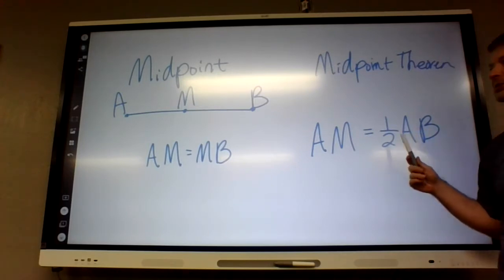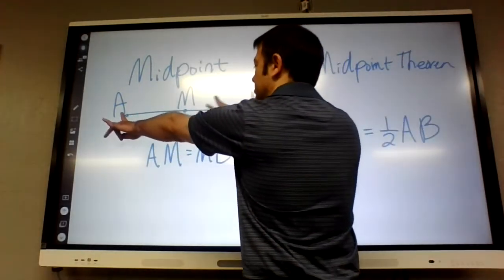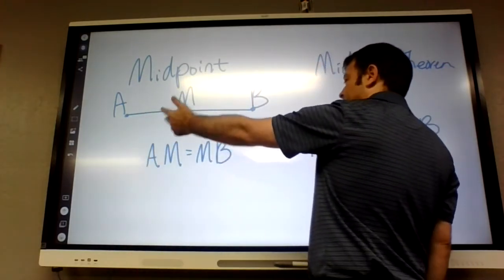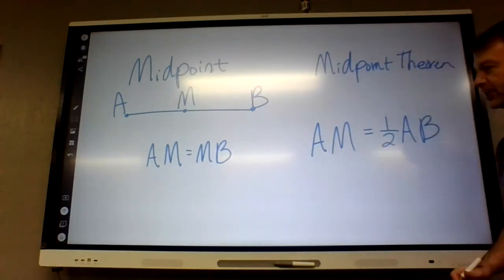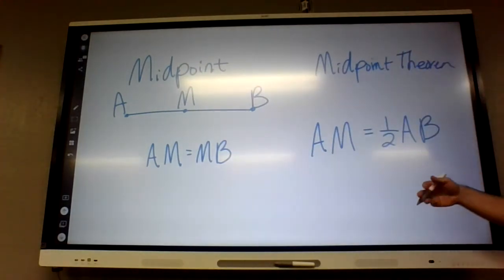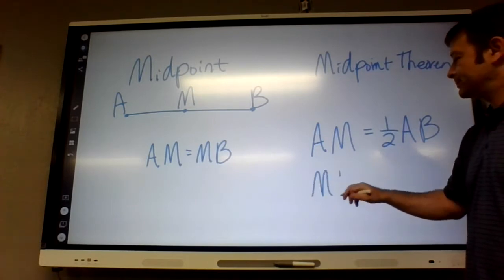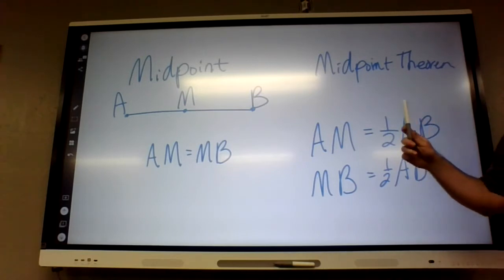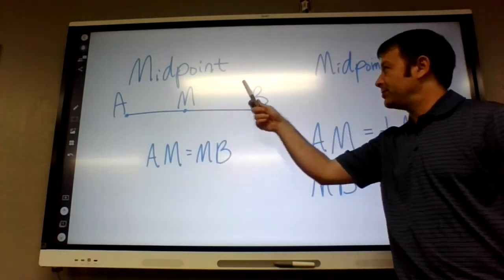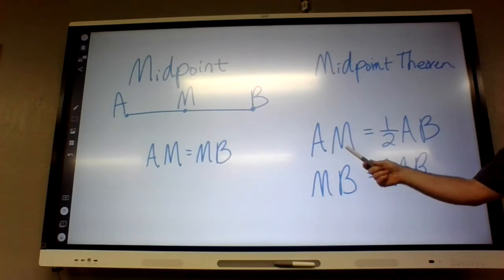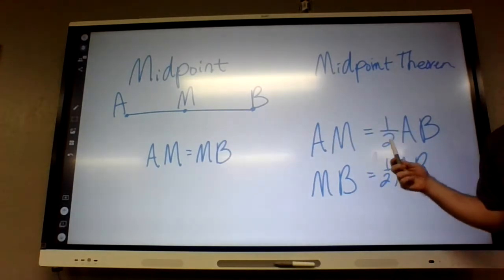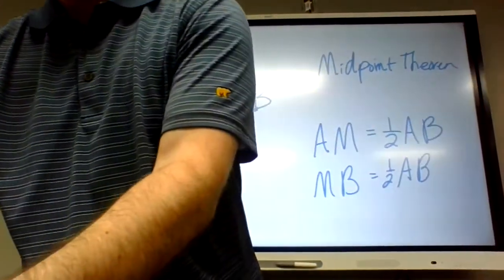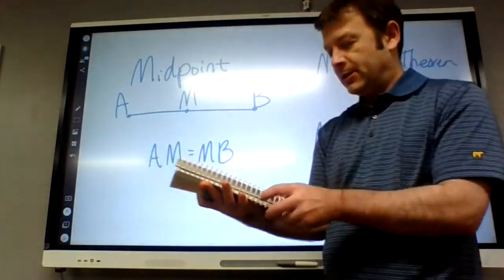Does that make sense? AM is half of AB. These two are equal, so they add up to the whole thing, and each one is half of the whole. Or you could say MB is half of AB. Either one. The midpoint definition just says the two sides are equal. The midpoint theorem is that each side is half of the whole. You can prove it, it's a very short little proof, but I'm not going to do it. It takes too long to write all that stuff.